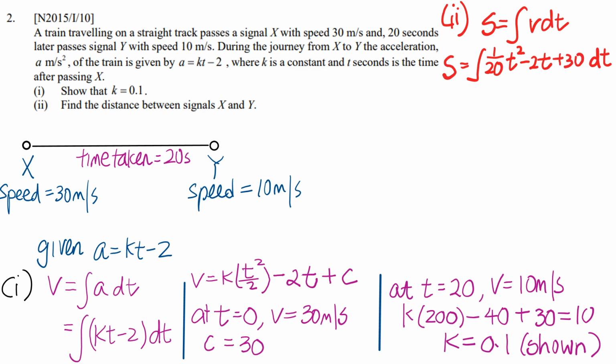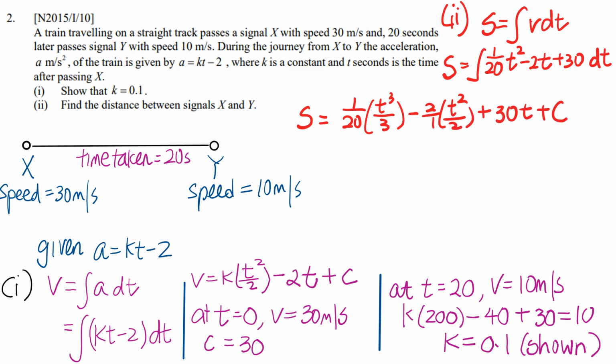To find the distance means I need to find the expression for the displacement, which means I need to integrate v with respect to time. So for the expression that we have gotten for the velocity earlier on, we found k to be 0.1, divided by 2. 0.1 divided by 2 will give you 1 over 20. So we'll get 1 over 20 t squared minus 2t plus 30. So we're going to integrate that, and we need to find the constant c again.